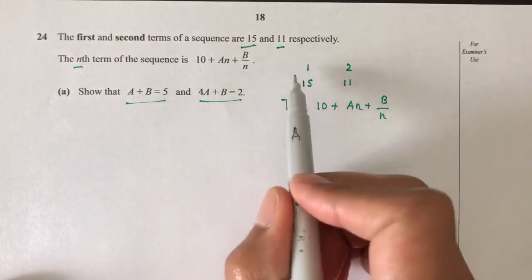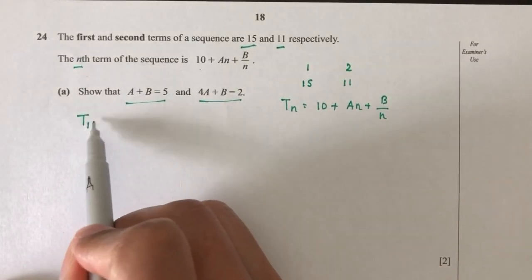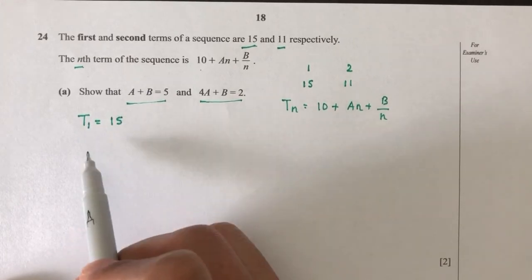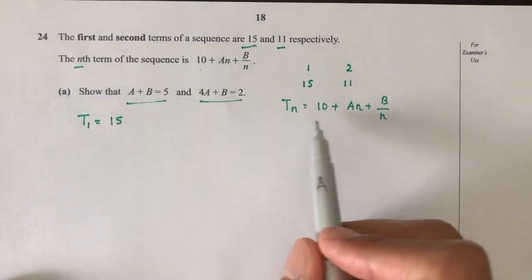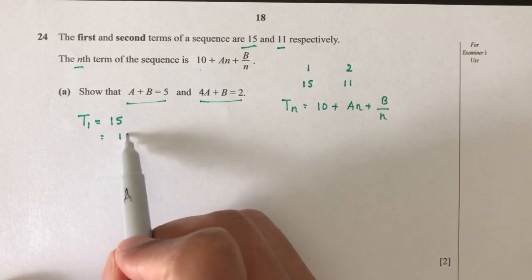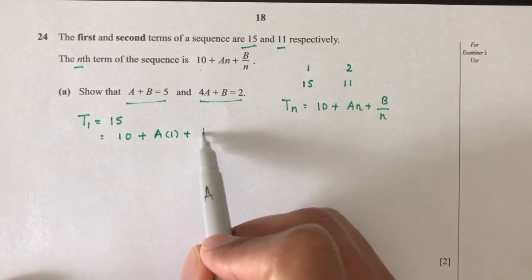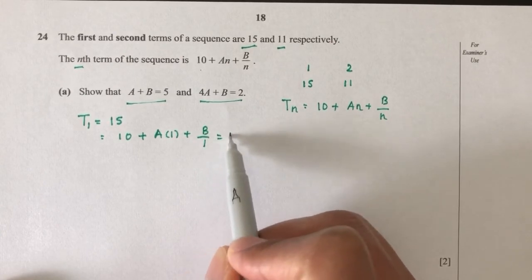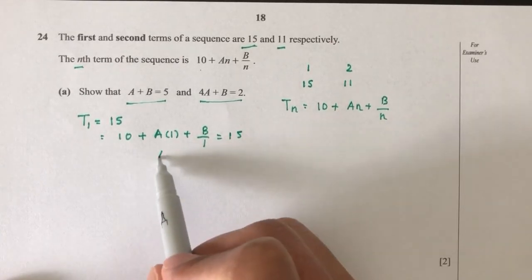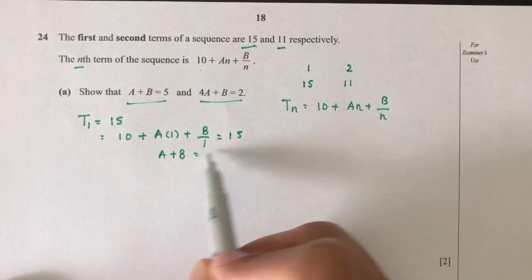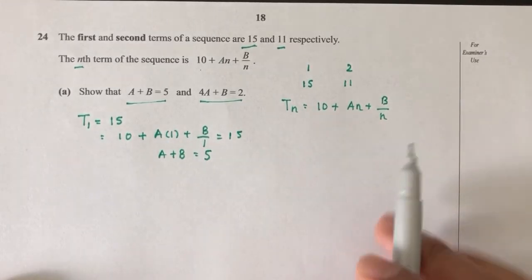So we know that the first term, t1, equals 15. So let's replace n with 1 in this equation. So we have 10 plus a times 1 plus b divided by 1 equal to 15. So a plus b equals 15 minus 10, which will be 5.